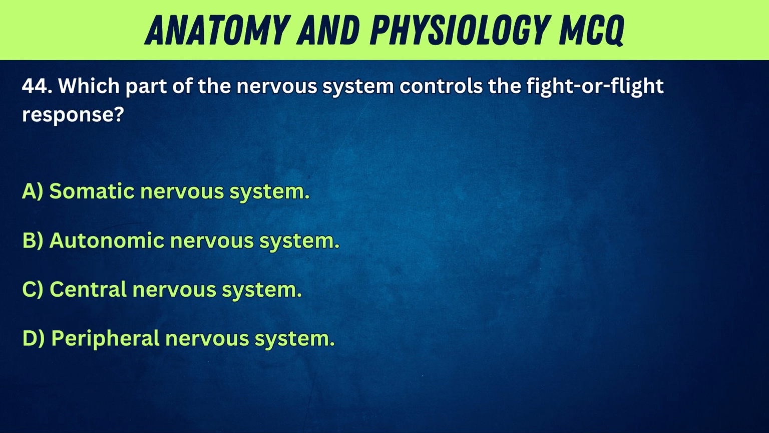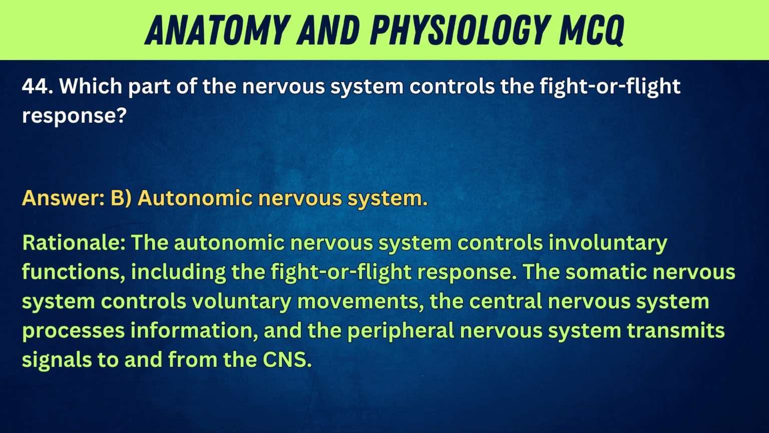44. Which part of the nervous system controls the fight or flight response? A. Somatic nervous system. B. Autonomic nervous system. C. Central nervous system. D. Peripheral nervous system. Answer: B. Autonomic nervous system. Rationale: the autonomic nervous system controls involuntary functions, including the fight or flight response. The somatic nervous system controls voluntary movements, the central nervous system processes information, and the peripheral nervous system transmits signals to and from the CNS.